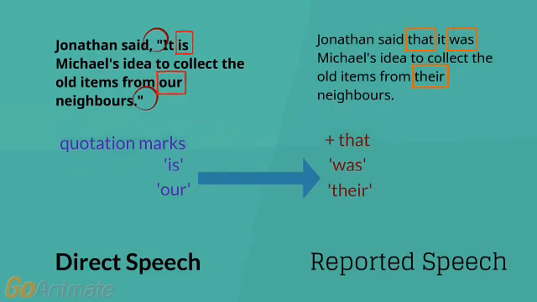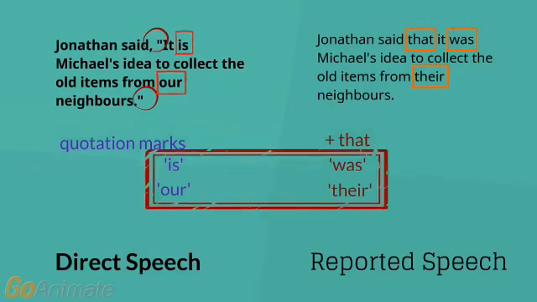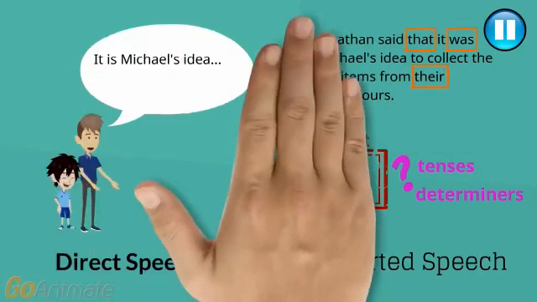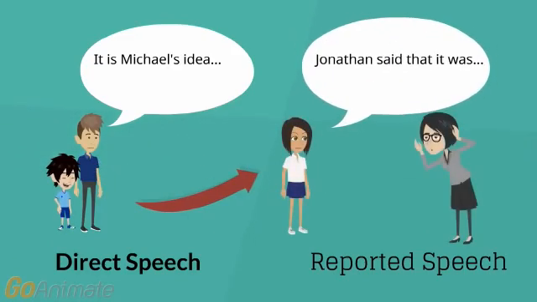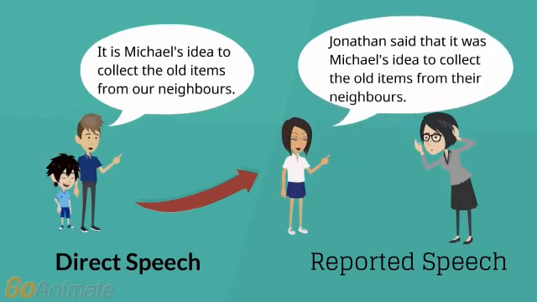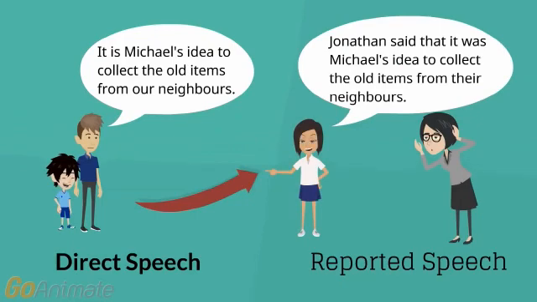Now, ask yourself, why is there a change in tenses? Why is there a change in determiners? Pause the video to give yourself some time to think about this. Some time would have passed between when the original message was said and when the message was delivered to another person who was not in the earlier conversation. This would explain why there is usually a need to change the tenses. As for the change in determiners, it has to do with who the speaker is. Sarah has to refer to the brothers' neighbors as their neighbors, not our neighbors.